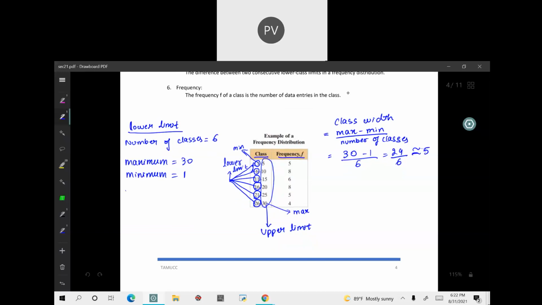Okay, now the next term is range. What is range? Maximum minus minimum is called the range. So here it is 30 minus 1, 29 is the range.